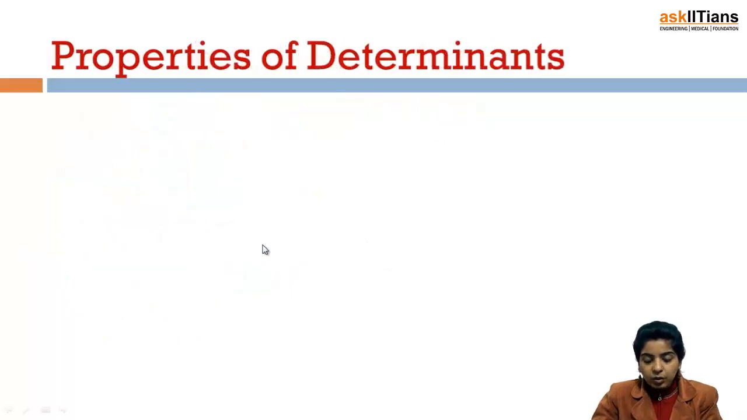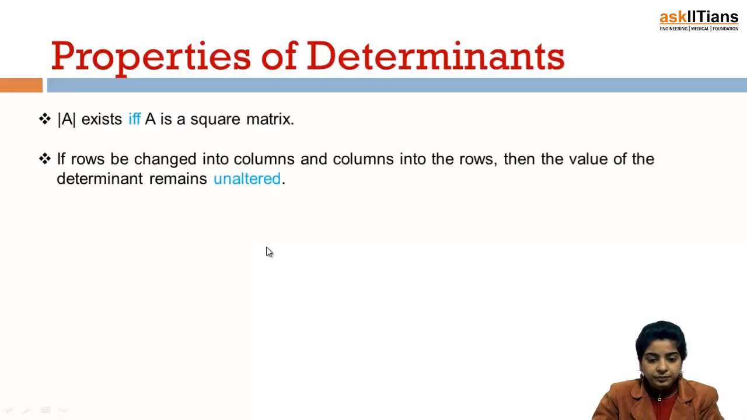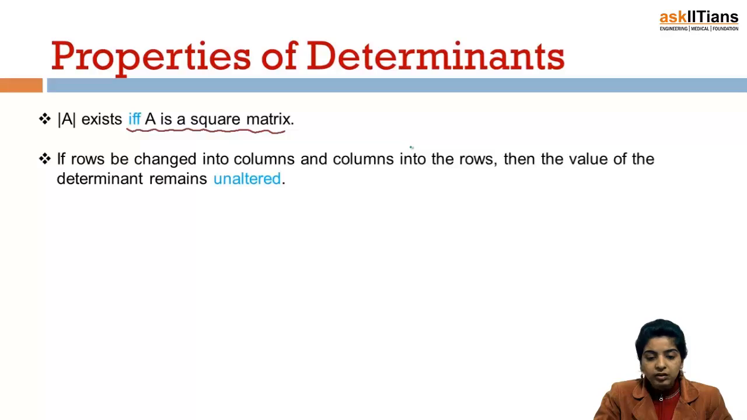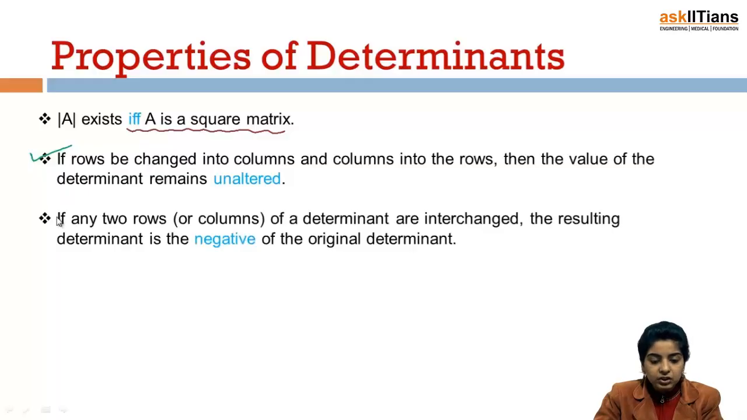Next we have certain important properties of determinants. So first property says determinant of A exists if and only if A is a square matrix. You can compute the determinant only if the matrix is a square matrix, that is the number of rows is equal to the number of columns. If rows are changed into columns and columns into rows, then the value of the determinant remains unaltered, remains unchanged.